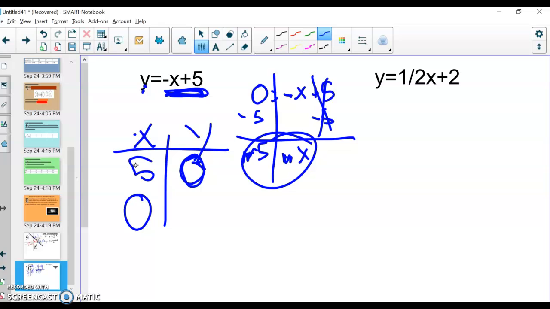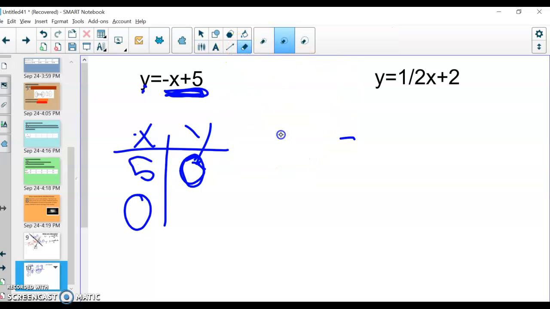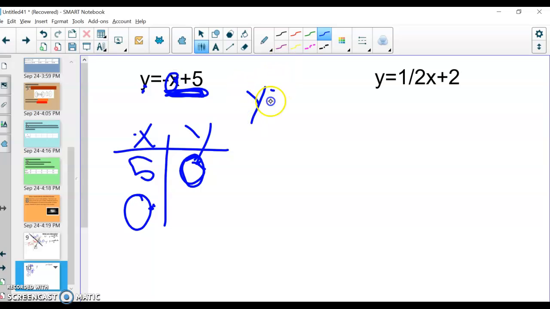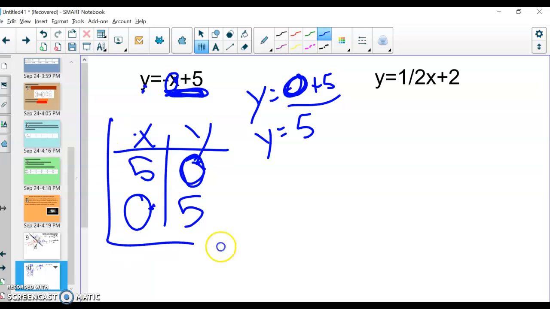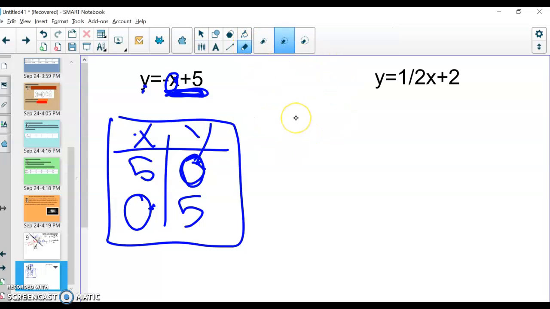Done. Now do the other one. And here I will take my x this time and substitute my x. So I'm not doing anything to my y. My negative stays, but it's going to be 0, so that doesn't matter. Plus 5. Solve that. y is 5. And you're done. That's solving a function table with intercepts.